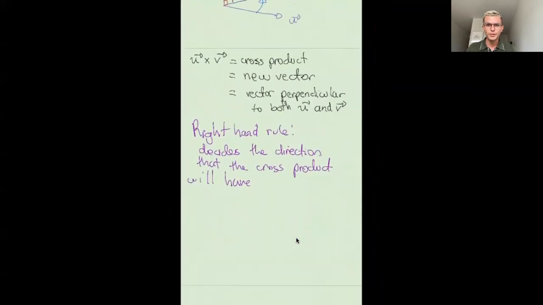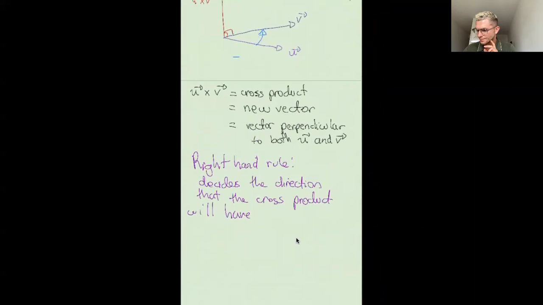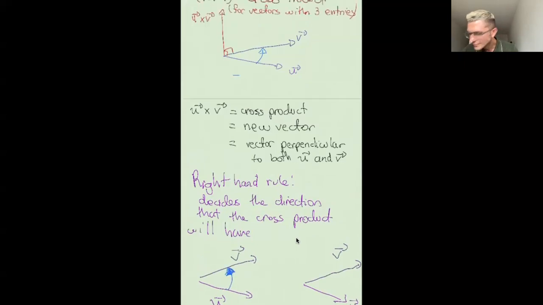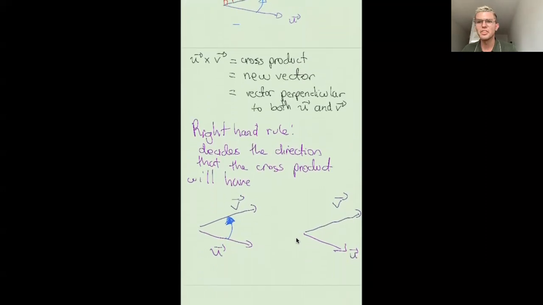But yeah, someone just pointed out, let me write them both next to one another. So here, if you have u, and here you have u, and here you have v, and here you have v, right? So for u cross v, you have to go from u to v. I think that's not a question, right? So that's u cross v.